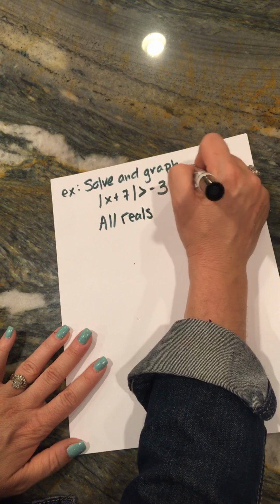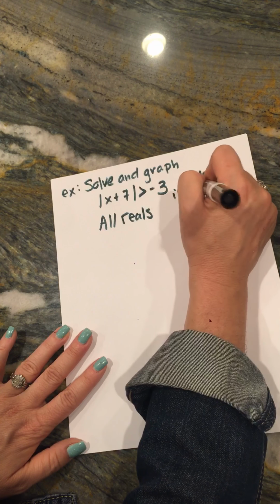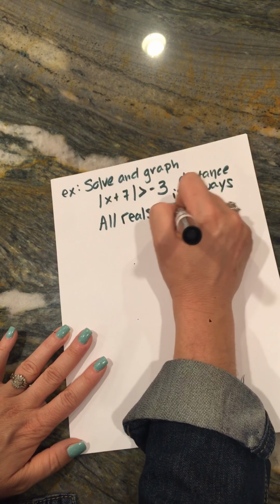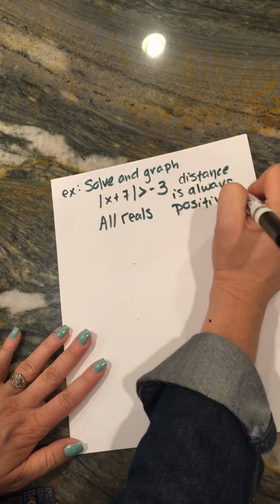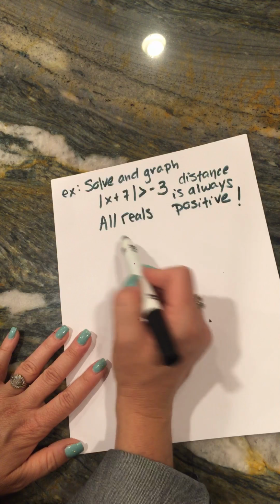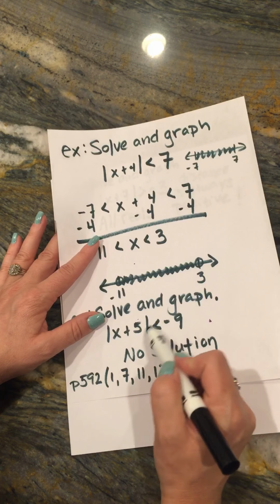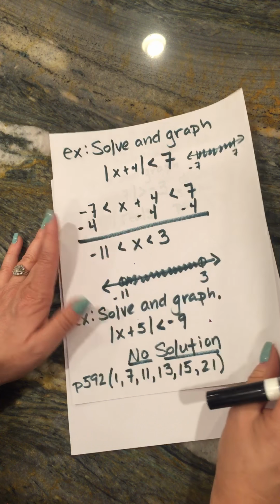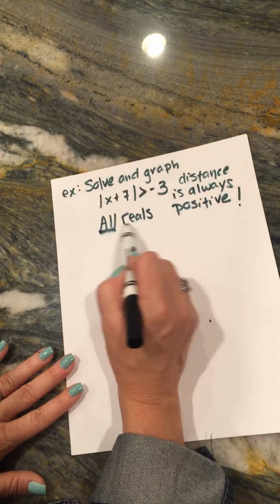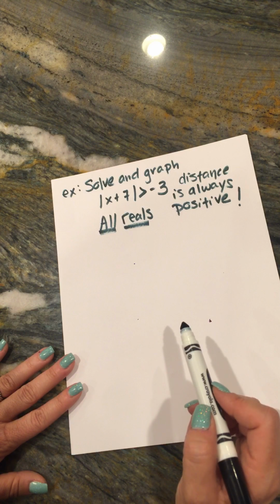because the distance is always positive. Okay, so if you have a greater than negative, you have all reals. But remember from prior, if you have a less than negative, you have no solution. So it's good to be aware of, do you have greater than or less than with your absolute value?